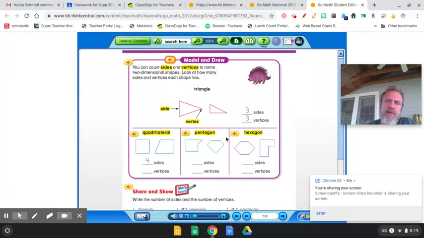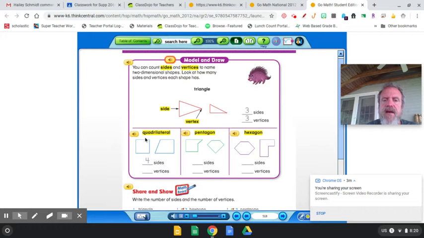So if we look at the first one, we have a triangle. We've all seen lots and lots of triangles. We look at the sides. There's 1, 2, 3. 3 sides. Well, how many points or vertices are there? This is 1 vertex, 2 vertices, 3 vertices, 3. 3 sides, 3 vertices.